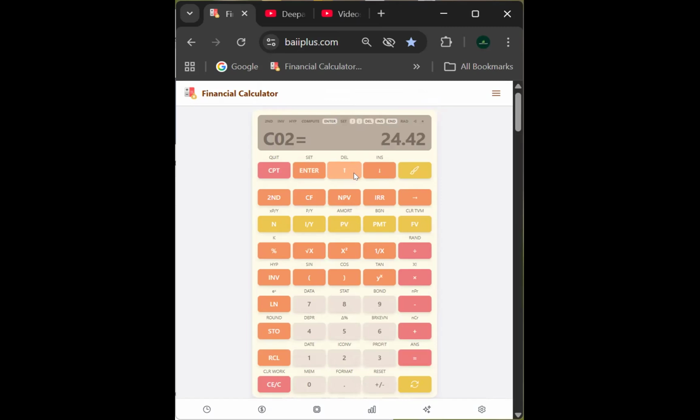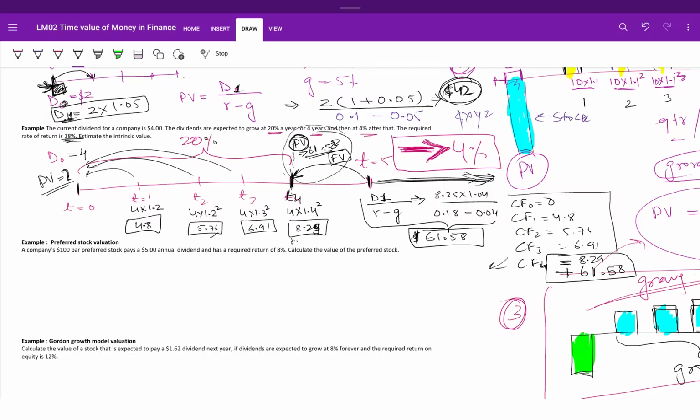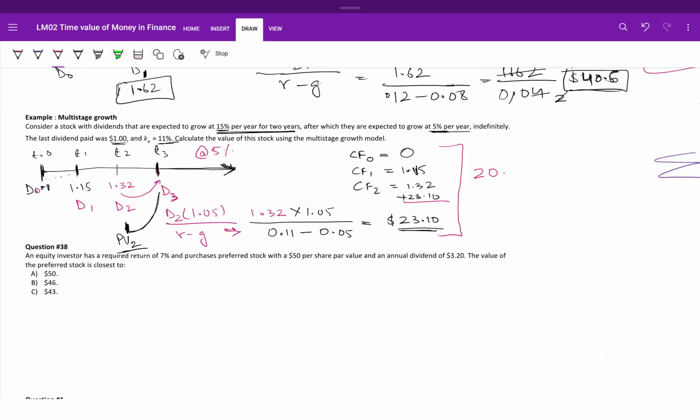Now I need to come to the NPV function, net present value. My interest rate is going to be 11%. Enter, press the downward arrow and press compute. So NPV is going to compute as 20.86. So the net present value of everything is going to be $20.86. This is the present value of the stock.